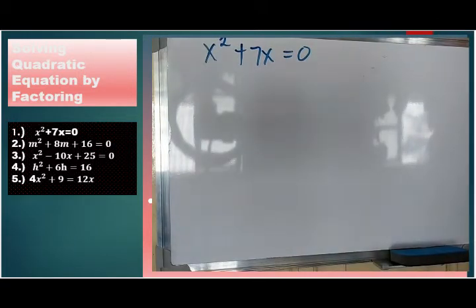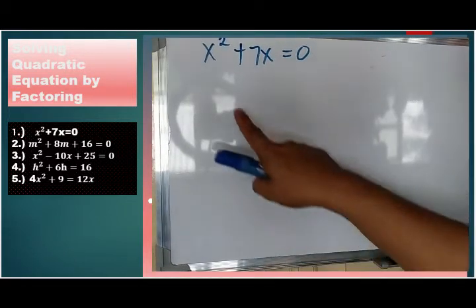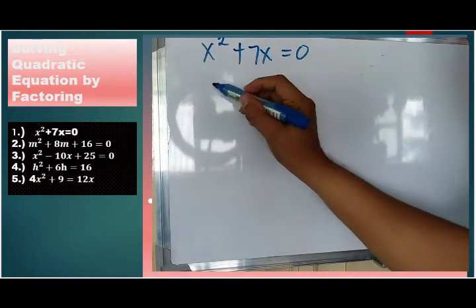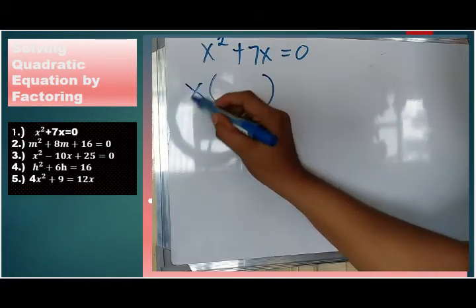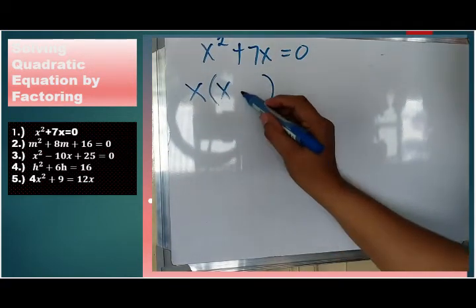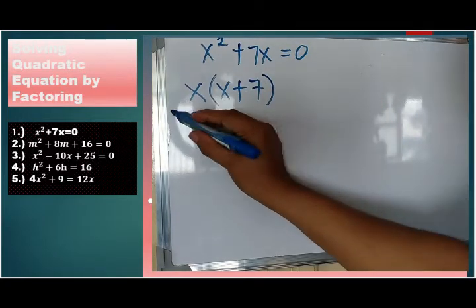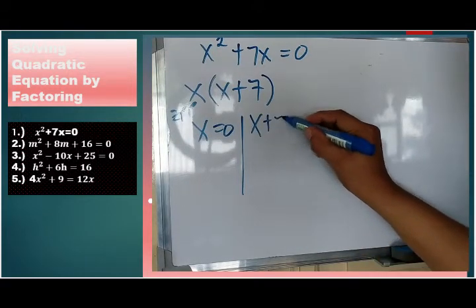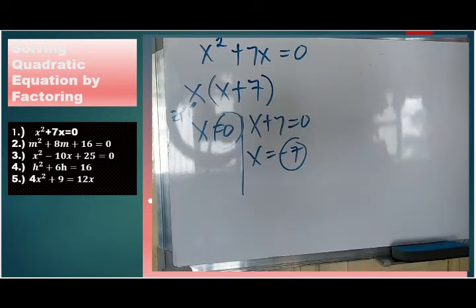Let's start with x squared plus 7x is equal to 0. It is already written in standard form. So you have to factor the quadratic expression x squared plus 7x. The common factor between the terms is x. So x times x, that is x squared, plus x times 7. Then apply your zero product property. x is equal to 0 and x plus 7 is equal to 0. So x is equal to negative 7. So we now have two solutions, 0 and negative 7.